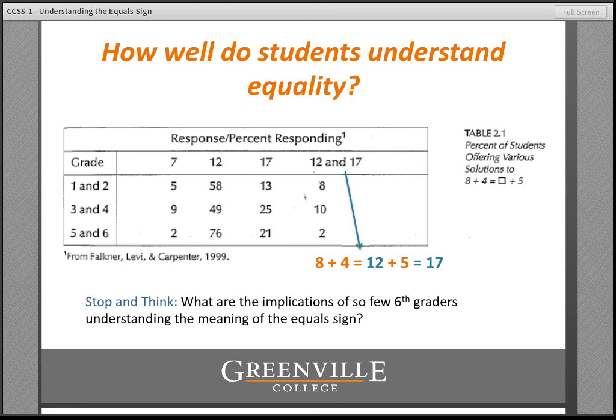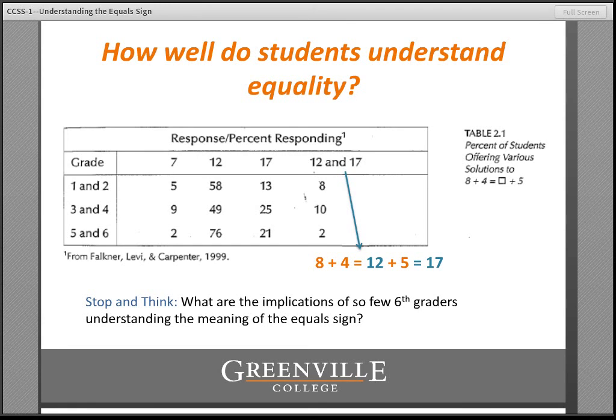Most students chose incorrectly that either 12 or 17 was the correct response, with a few students actually writing 12 in the box and then adding an equal sign and a 17 on the other end. That's the last column that you see. So the data indicates that the problem is pervasive, it is widespread, and that it persists across grade levels.